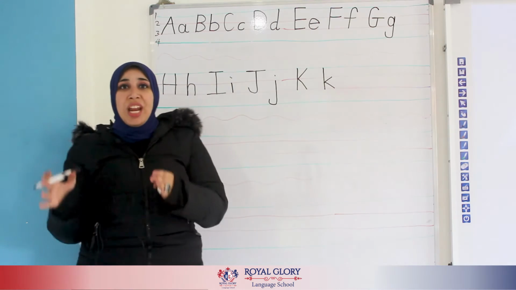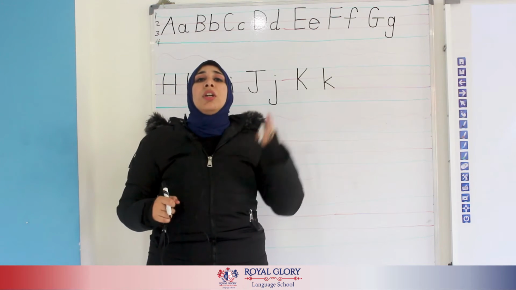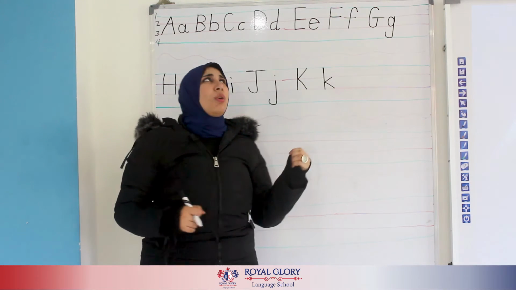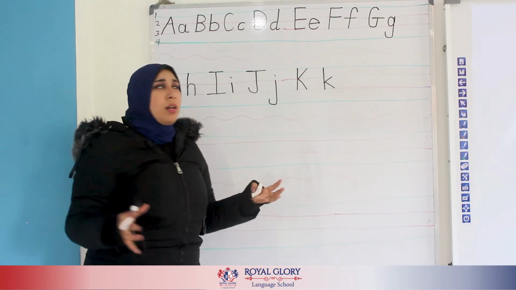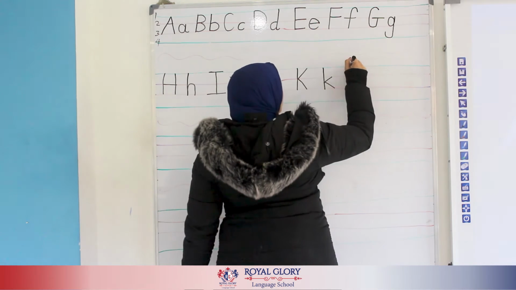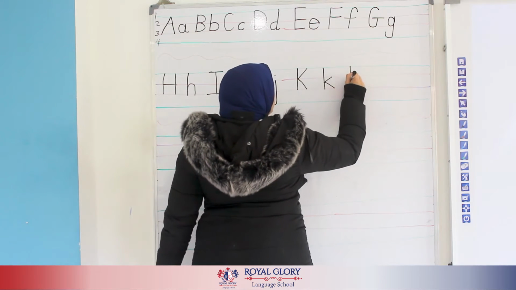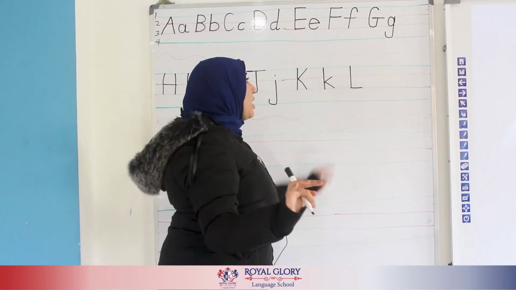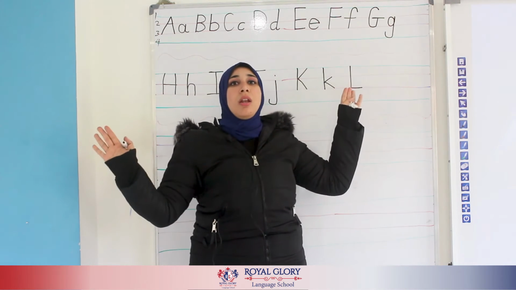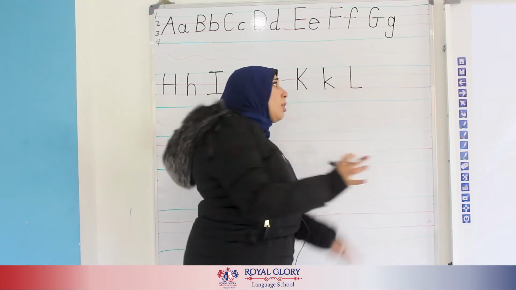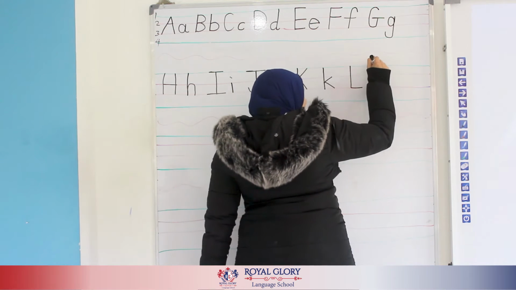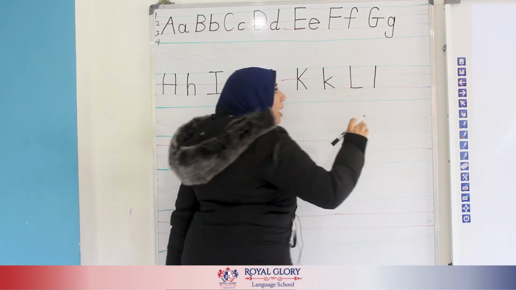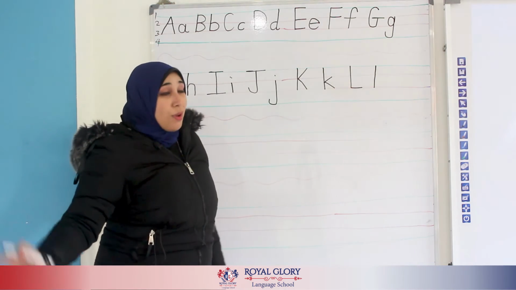Okay, after letter K, letter L. Letter L. Sound of L. Okay, how can I write L? From line number 1 to line number 3, down, and sleepy line on line number 3. Okay, this is the upper case of sound L. The lower case of sound L, just from line number 1 to line number 3, make a standing line down, and enough.